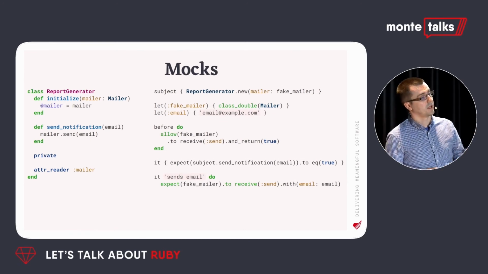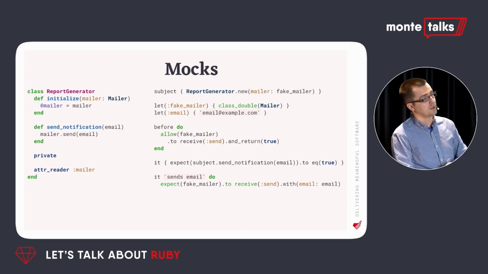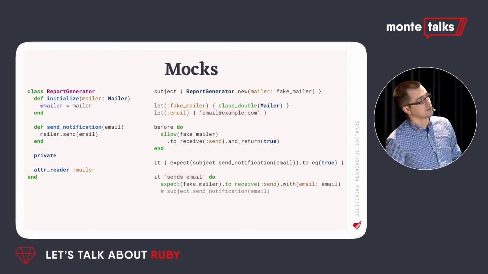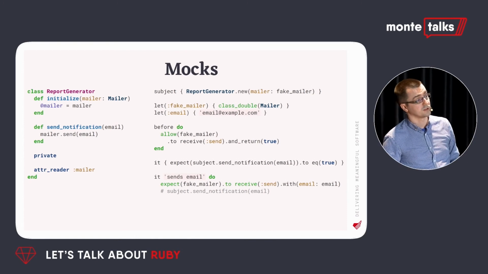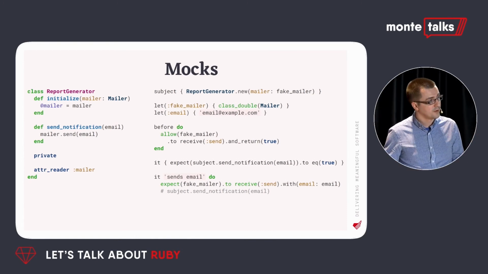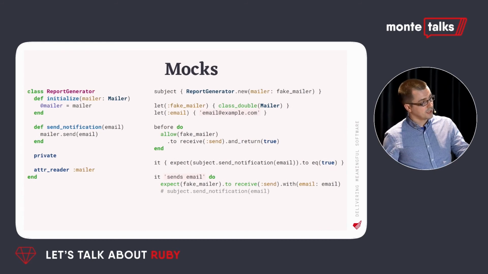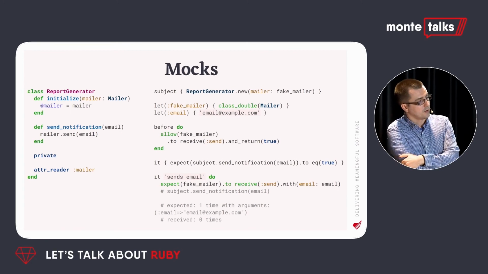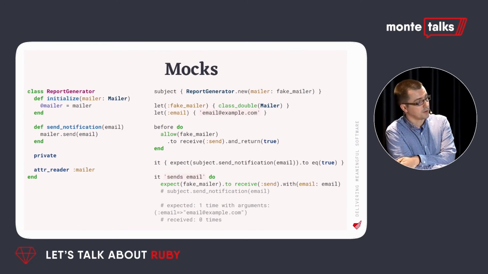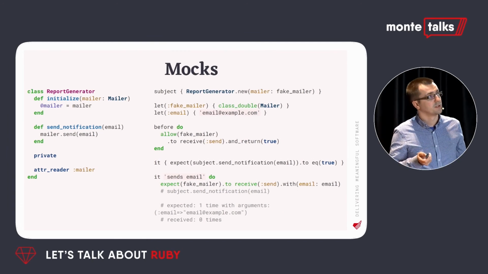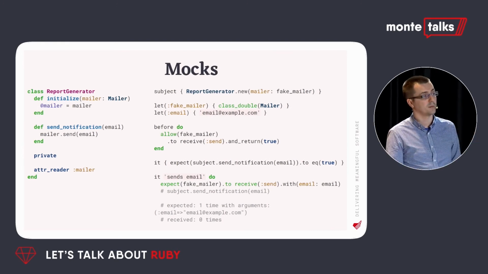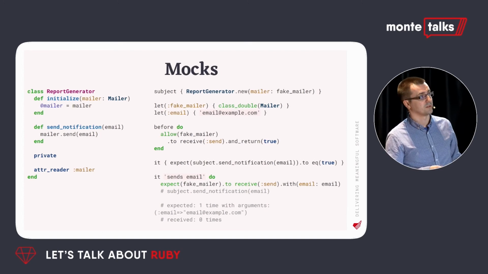And we can also check if the method send has been invoked during the test, in that way: expect fake mailer to receive. If we uncomment the line with subject.send_notification email, the test will pass. If we leave it as it is, I mean with this line commented, it will raise an error that we expected one time receive with this argument, but we haven't received it, right? So mocks also allow you to do some checks regarding what's coming to them, and also allow you to stub the method, right?